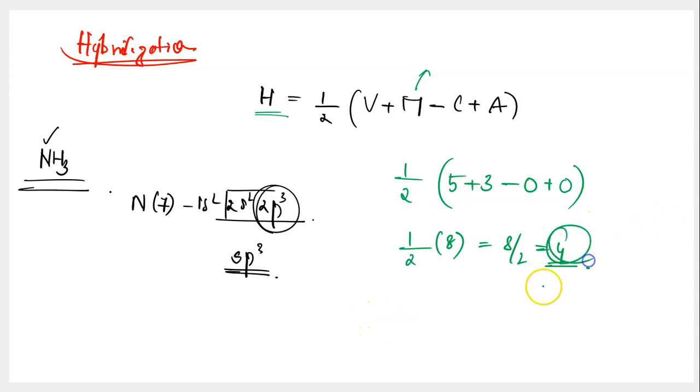4 hybrid orbitals means what? Like which kind of hybridization does it imply? If the number of hybrid orbitals is equal to 2, it is sp hybridization. Because look at sp hybridization. You have one s orbital and one p orbital intermixing in the process. That's why you have 2 hybrid orbitals produced.